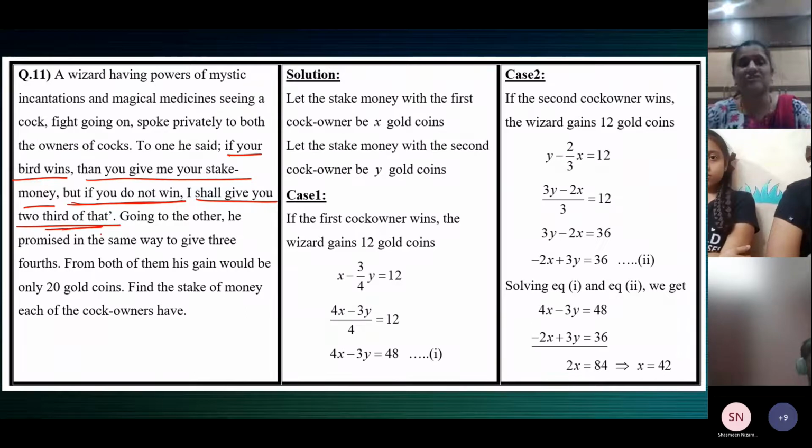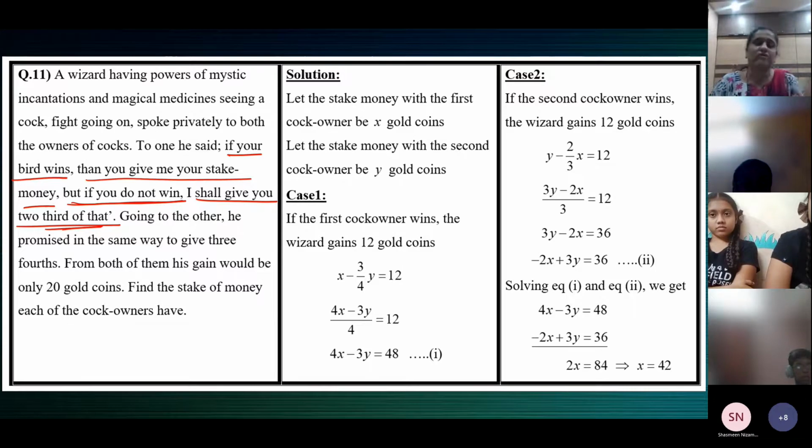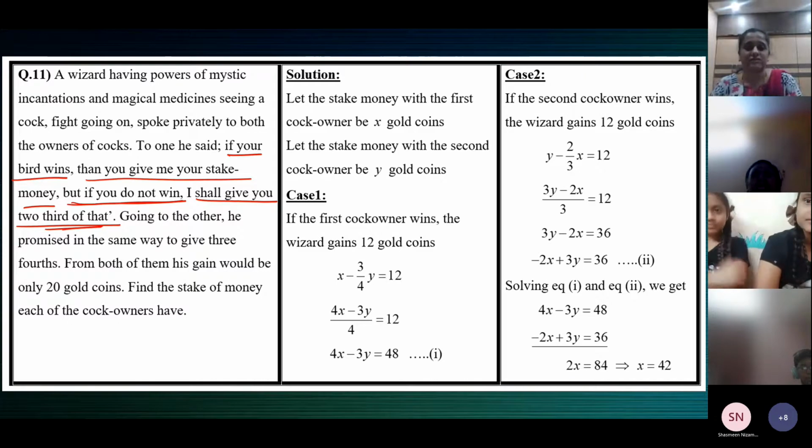For this reason, the cock owners agree, because even if they lose, you don't know who's going to win or lose. So you think of the worst. What if I lose? You still get money. Even if you lose, you still get money. And that is why they agree to the wizard.